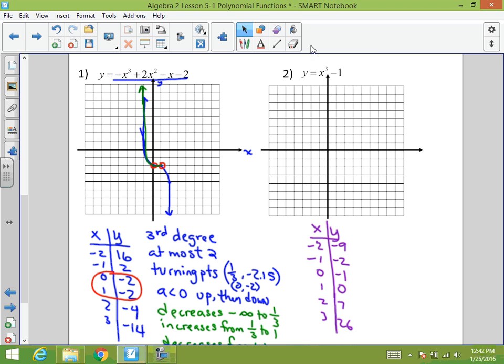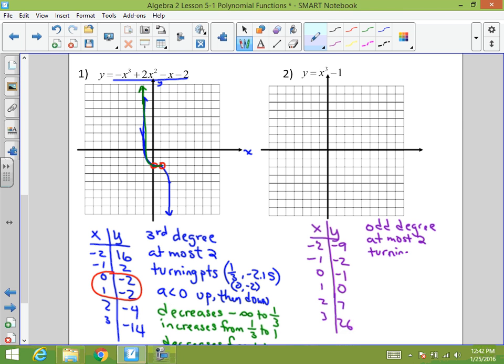There we go. That's not where it's supposed to be. All right, so I'm going to graph. Okay, well, let's look at this. Turning points at most 2 because it's an odd degree. Okay, so we have an odd degree, at most 2 turning points. A is greater than 0, so odd degree, A is greater than 0. End behavior is down then up. So down, then up.